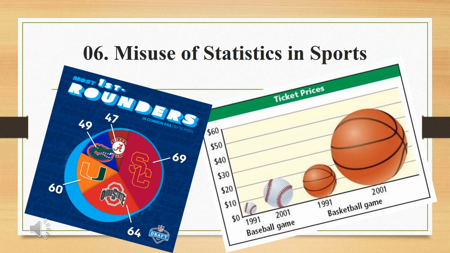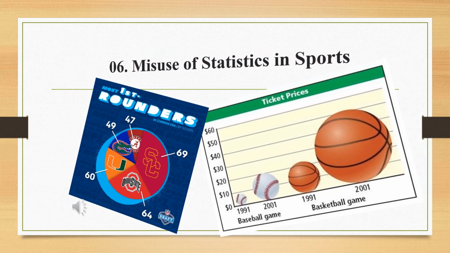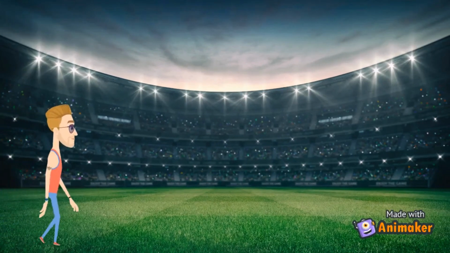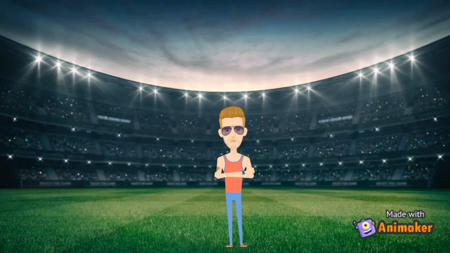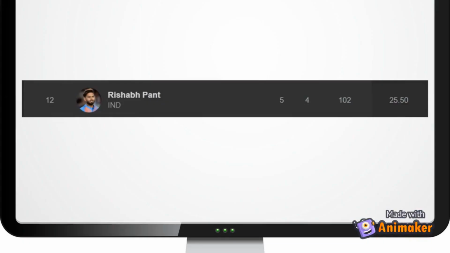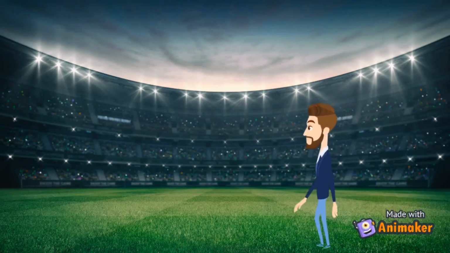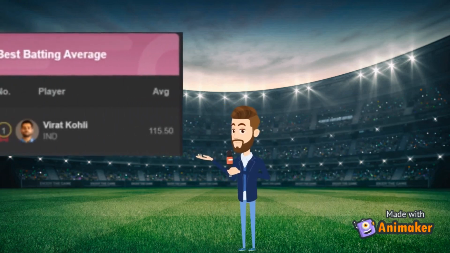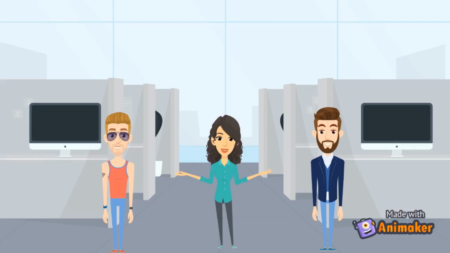Let's see how people use statistics incorrectly in one of the most influential fields in this video. Hey guys, I'm Rishabh Pant. This is my batting average in the last T20 series against England. Hey, I'm Virat Kohli. This is my batting average in the last T20 series. What do you think about the average scores of these two? Simply, it gives the impression that Kohli has scored 115.5% in every match. Could it ever be?